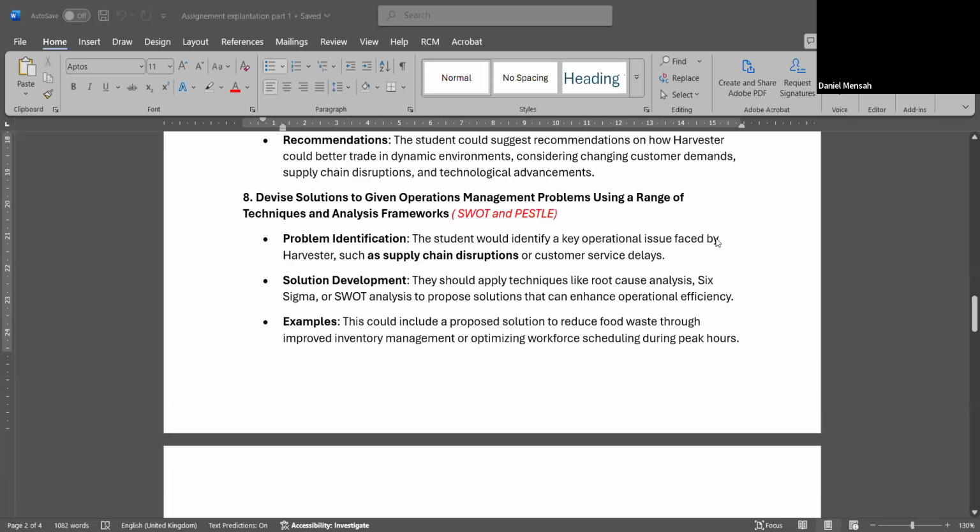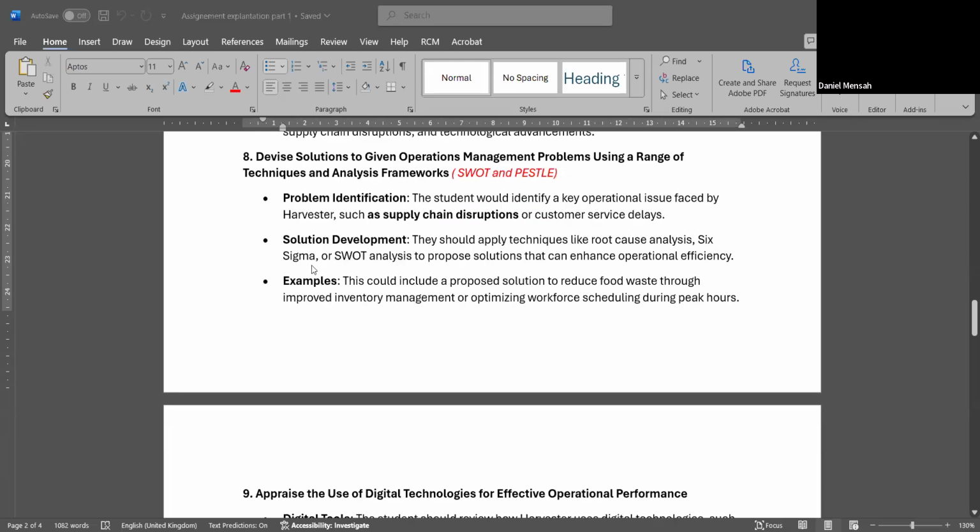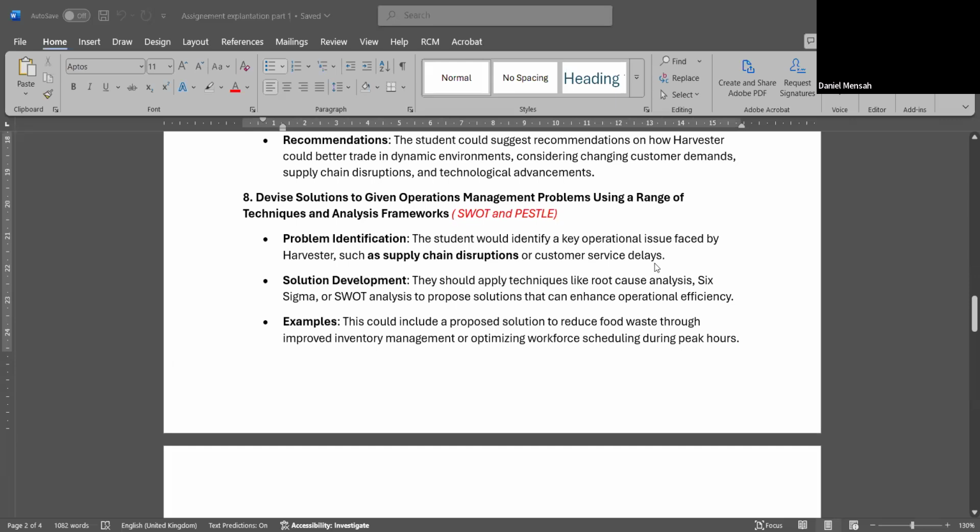Maybe their processes are slow, or processes are not working. Whatever the problem is, identify those problems, and then based on those problems, you should apply techniques like root cause analysis, Six Sigma or SWOT analysis to propose solutions that can enhance operational efficiency. If there is a customer service delay, you need to check why the delays are there. So you need to read different kinds of techniques. What is Six Sigma? Read that one. Maybe it is helping with reducing waste. Time waste is also part of Six Sigma, so you can reduce the delays or the use of extra time. So you are using the techniques that way.